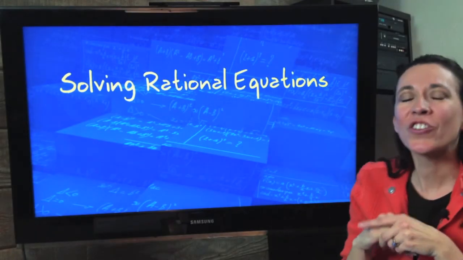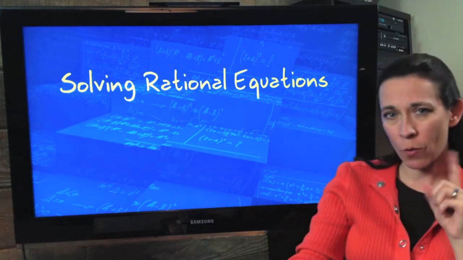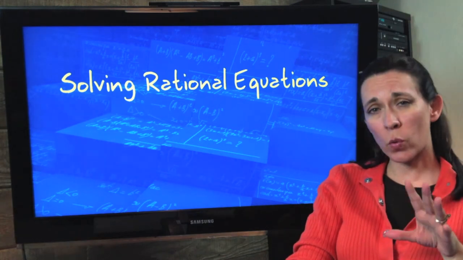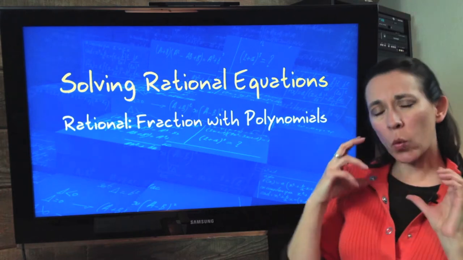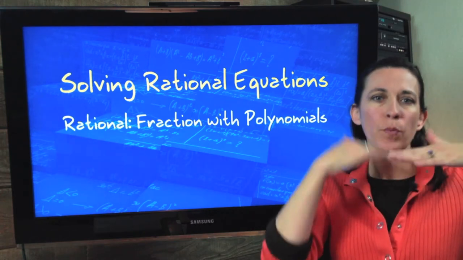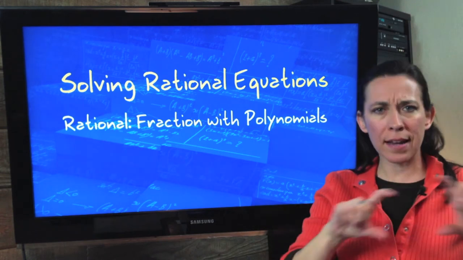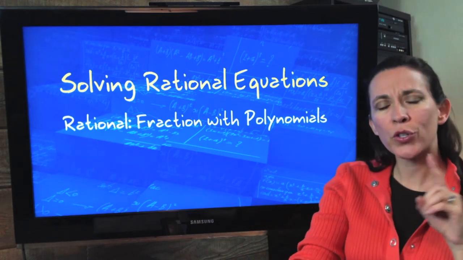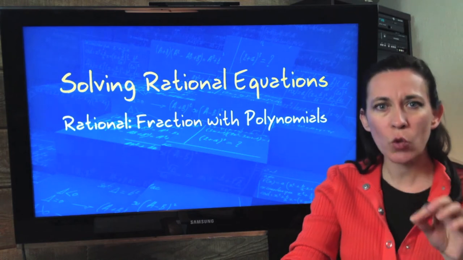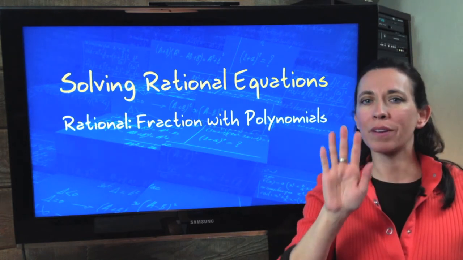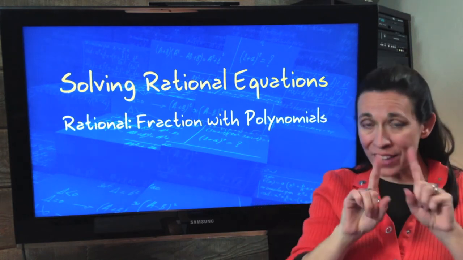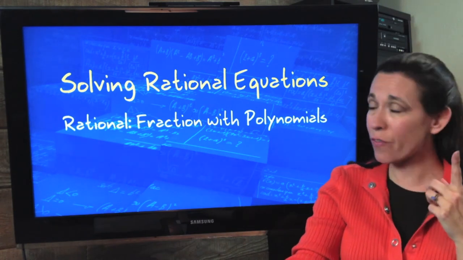Welcome back. So you're needing a little bit of help with solving rational equations. Let's review what a rational equation is. A rational is a fraction that has polynomials in the top and the bottom. Basically, you're going to see some x's or y's down in the denominator. Remember, when you're trying to solve an equation, you want to get x equals a number, not 1 over x. So that's your obstacle first, is that you have a fraction.